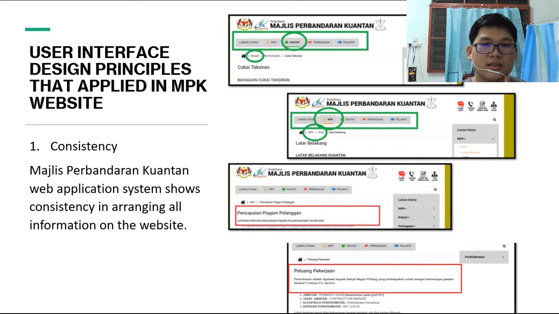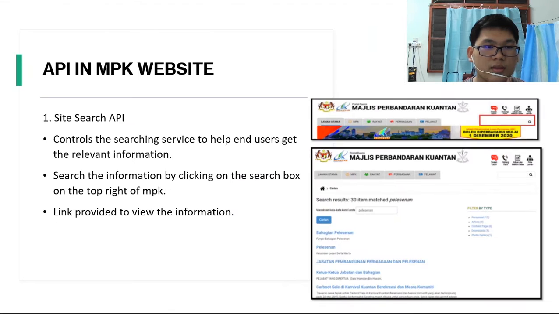User interface design principle applied in the MPK website: consistency. The MPK website shows consistency in arranging all the information on the website. For example, it provides the same format to display the information. The information is placed in the same font and the same size.